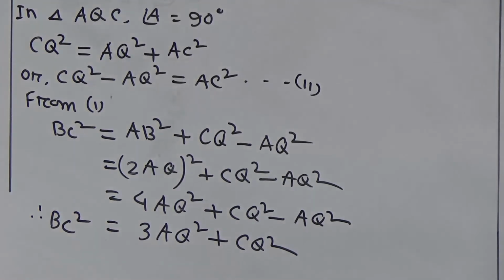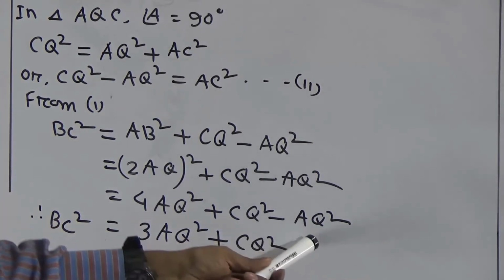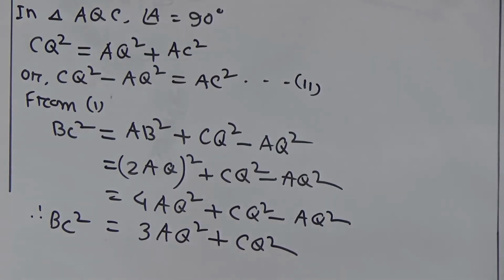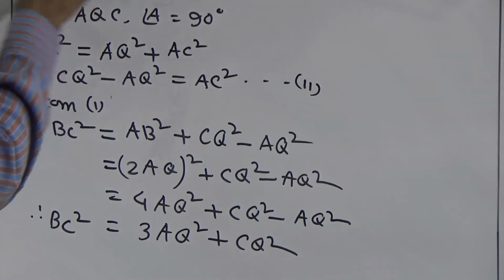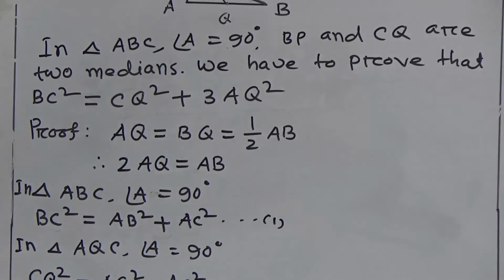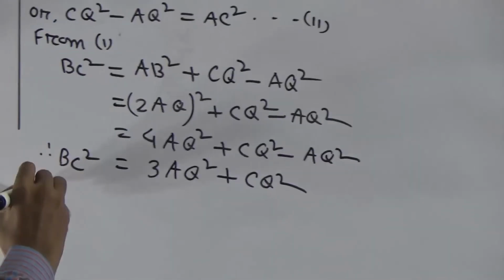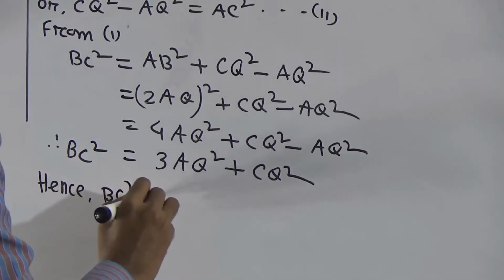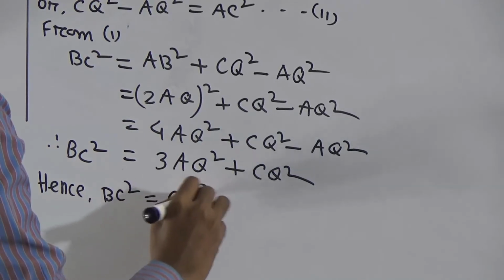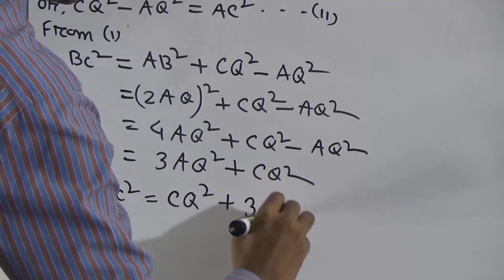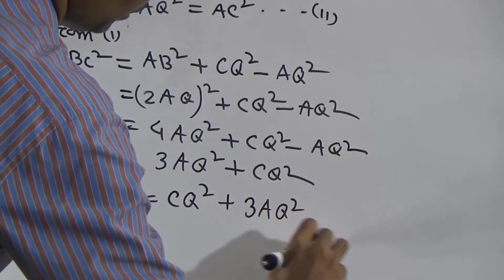Okay, dear student, you look here. BC square is 4 AQ square minus 1 AQ square, that means 3 AQ square plus CQ square. Now we have to prove that BC square equal to CQ square plus 3 AQ square. So you write, according to the question, hence BC square equal to CQ square plus 3 AQ square. Right here, proved.